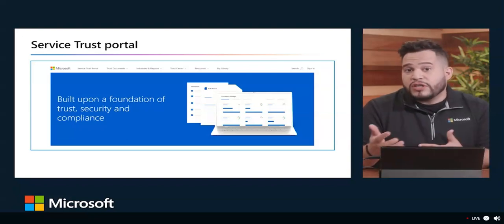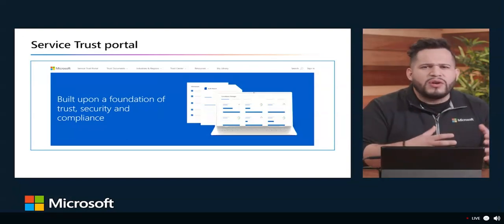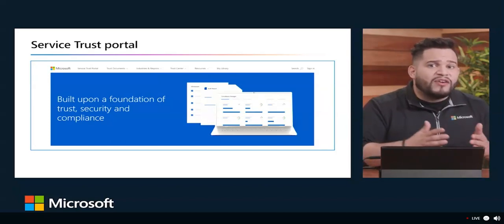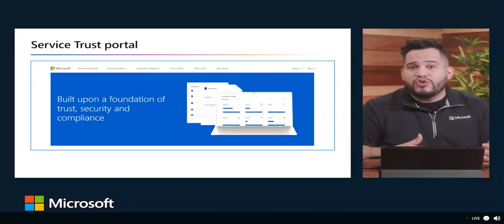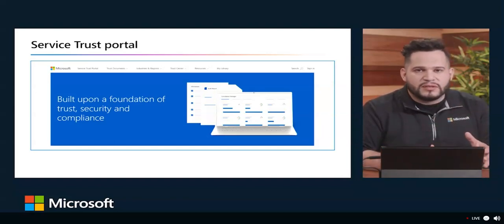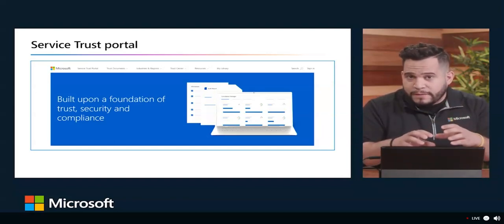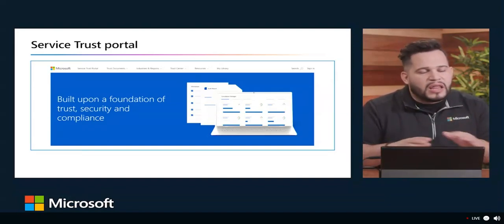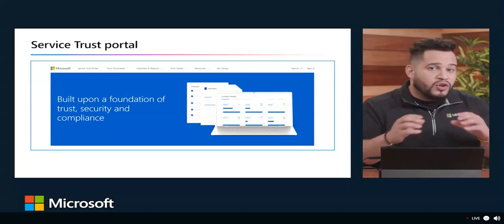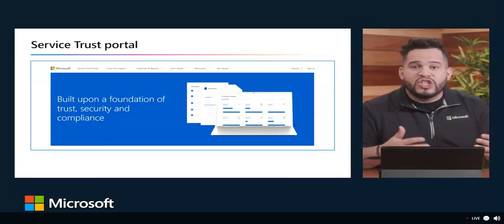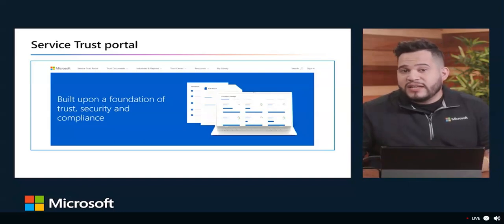From there, you have trust documents that provide a wealth of security implementation and design information. You also have industries and regions, which provides industry and region-specific compliance information about Microsoft Cloud Services. Then you have the Trust Center. Now that links to what's called the Microsoft Trust Center, which has a lot of great information. You also have resources. Now that provides access to more resources, such as the Security and the Compliance Center.